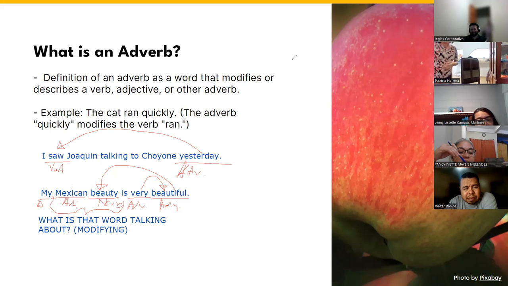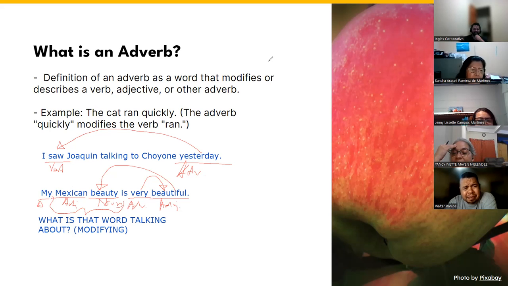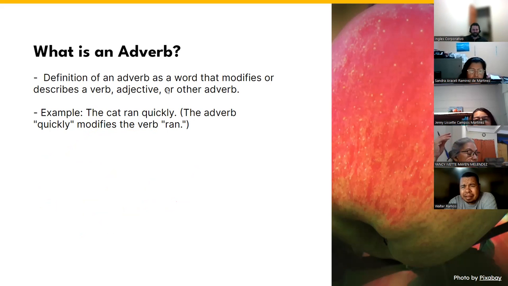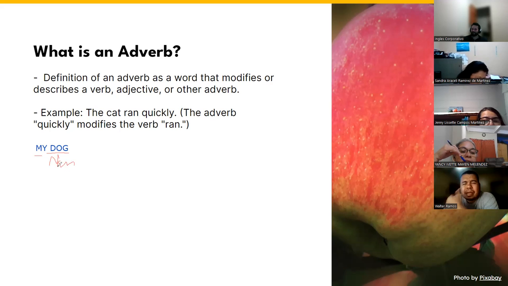So anyways, you're going to get a headache if you think too much about understanding it. My is a possessive pronoun? No, it's not a pronoun. Why is it a pronoun? It's a possessive adjective. If I say my dog, what is my modifying? What is my talking about? The dog. Very good. And dog is a noun. So anything that modifies a noun is a what? It's an adjective. So it's a possessive adjective, okay?